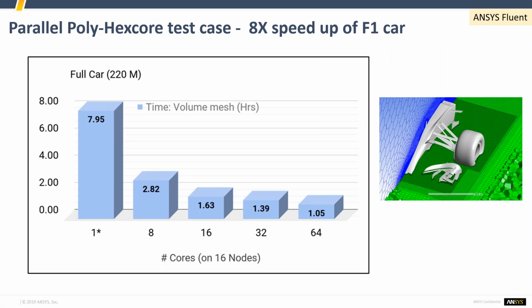So here we have a Formula 1 car where we have tested it. That's 220 million cells. In serial mode, you would have used 8 hours for the meshing. With 64 cores, you're down to about an hour of meshing time. So you're really saving some time here, 7 hours on the meshing tasks.